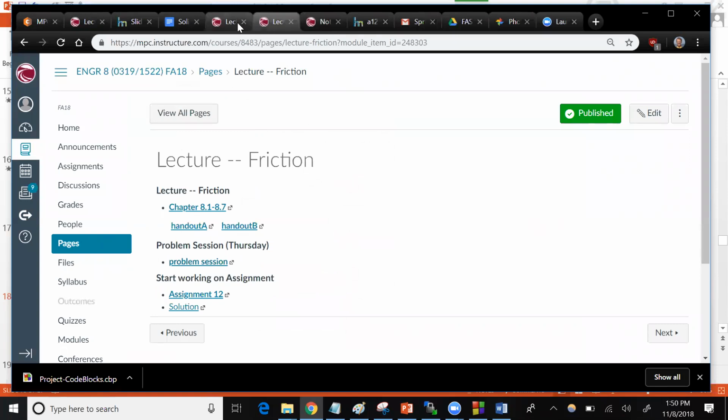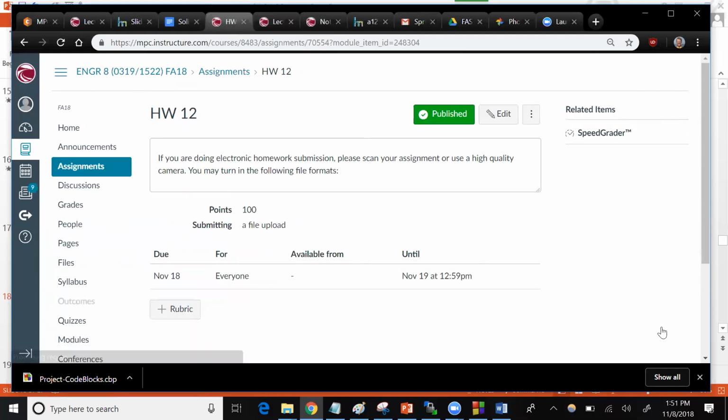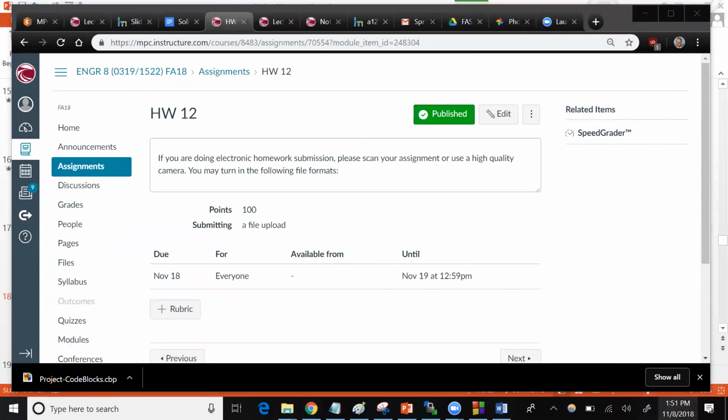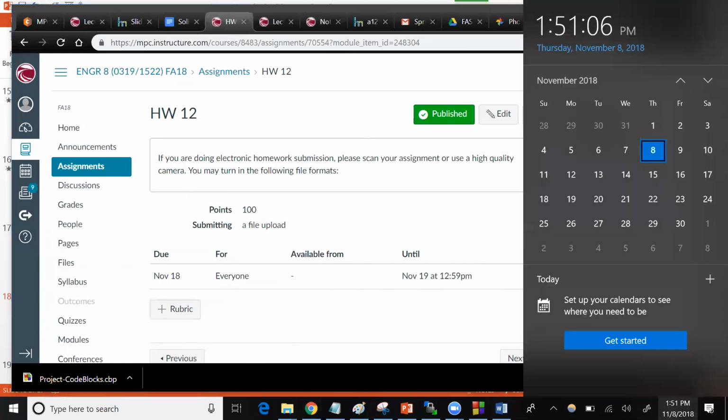Let's see. Friction. Let's go to the next one here. So this says it's due November 18th, which is, yeah, I think it's built in already that we have this extra time to work on friction. So actually there's nothing due on Sunday. You get a little break.